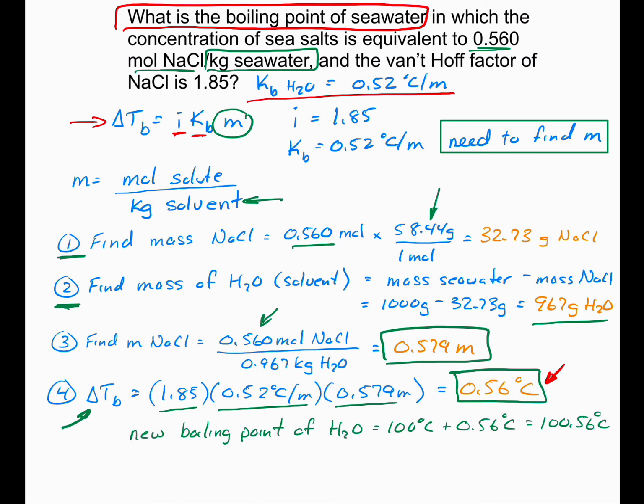Hopefully that's obvious, right? The boiling point of pure water is 100 degrees Celsius. So if we're doing a boiling point elevation, the boiling point has to be greater than 100 degrees Celsius, and clearly 0.56 degrees Celsius isn't. Because it's a boiling point elevation, the new boiling point is going to be the boiling point of pure water, which is 100 degrees Celsius, plus the change in the boiling point due to the addition of sodium chloride. So our new boiling point is going to be 100.56 degrees Celsius.